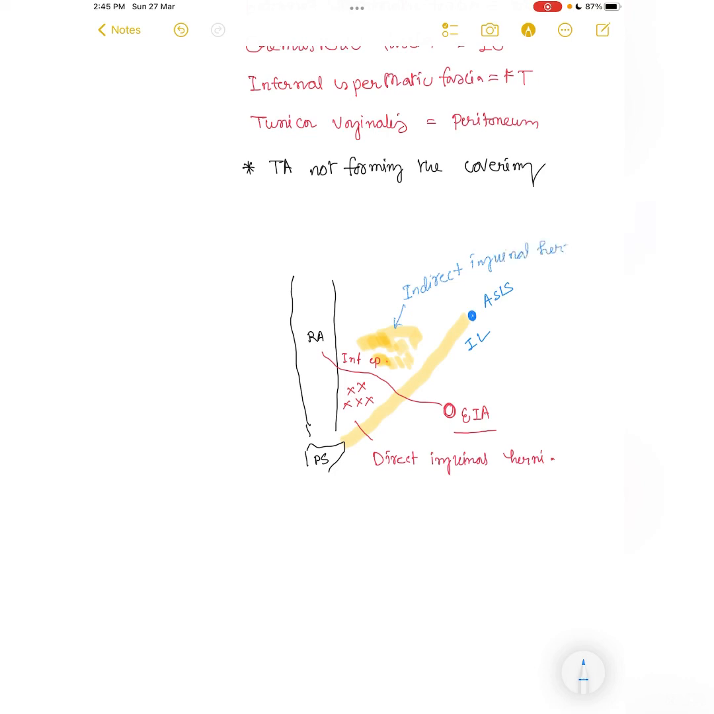So this is about the basics of anatomy. I am not going into the details of inguinal hernia. If I have time, I will discuss it in the next topics.